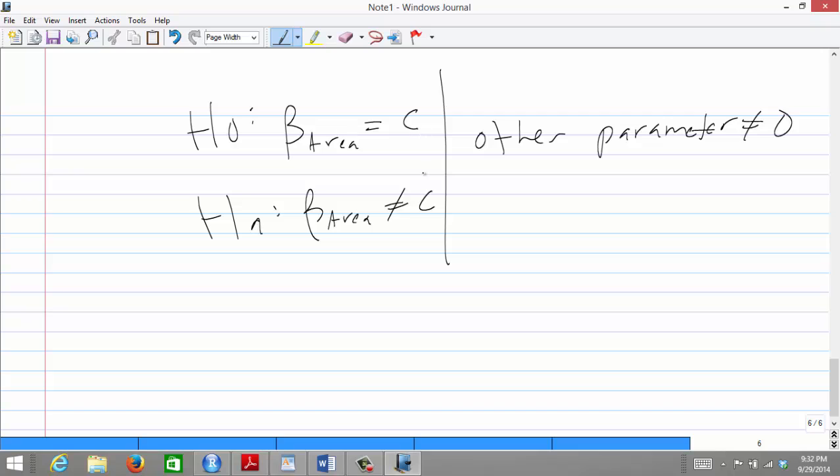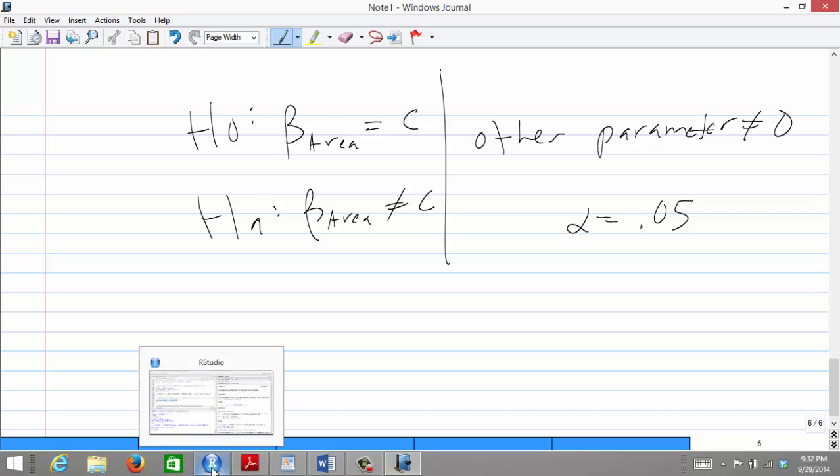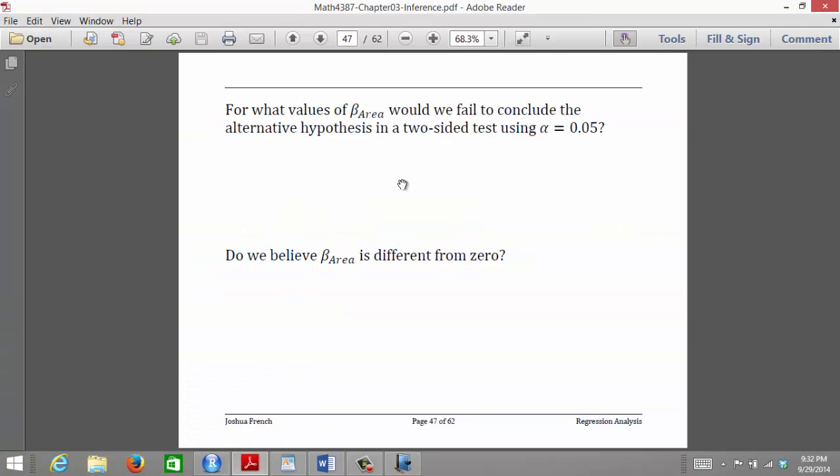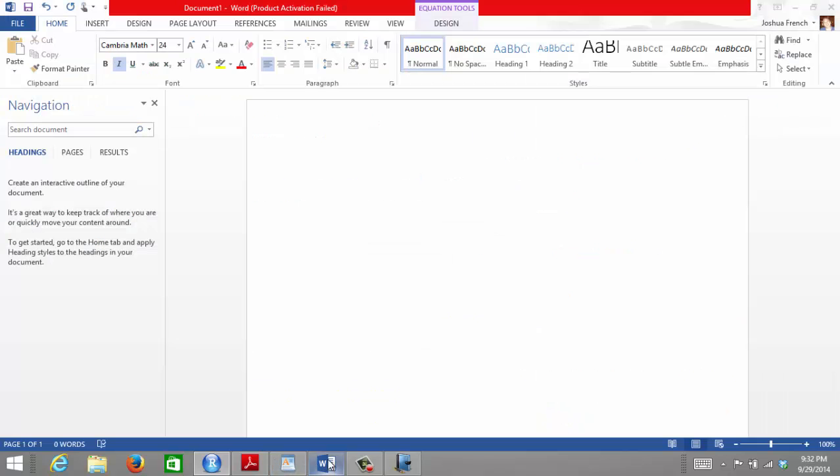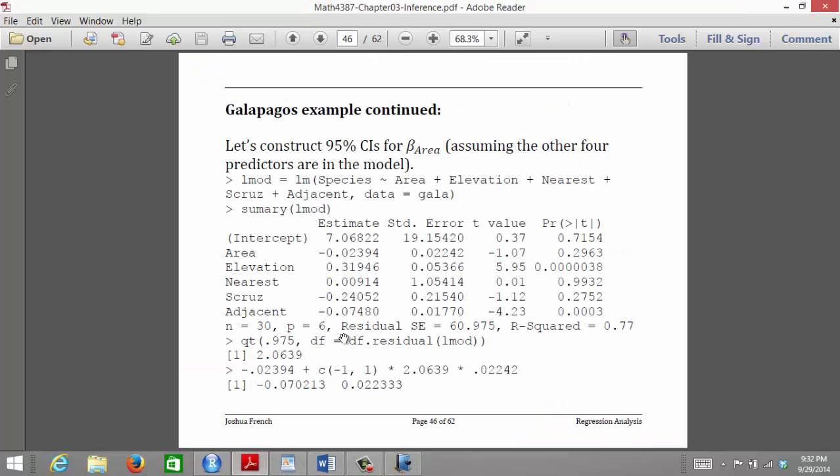So I don't just have a 0, I actually have a C, and I get to specify what C is going to be. My question asks, for what values of C would I fail to reject this null hypothesis at alpha equal to 0.05? As we already talked about previously in these slides, it's just going to be the values of my confidence interval. If I look at my confidence interval again, I guess I already have that in the notes. It runs from negative 0.07 up to 0.022.